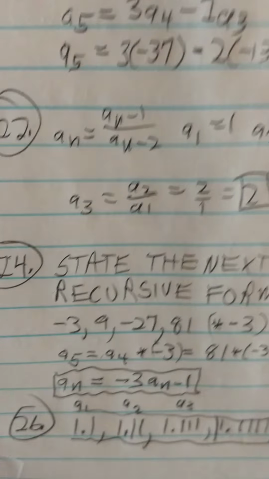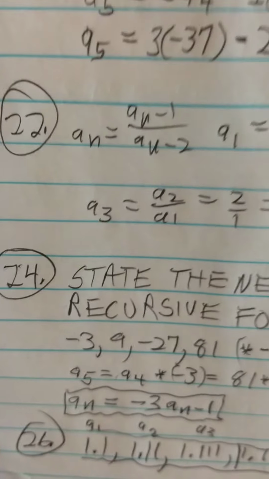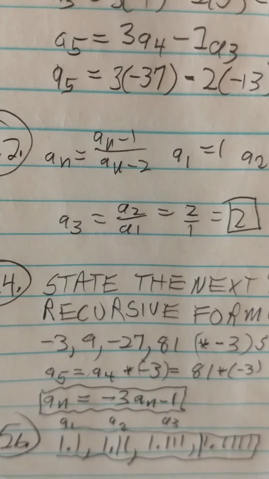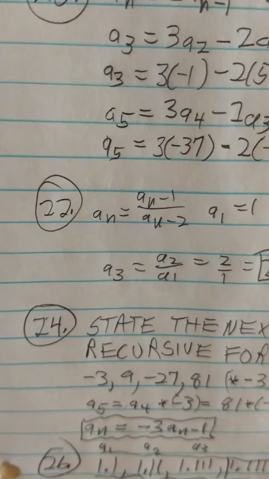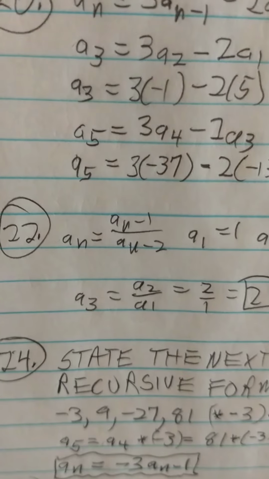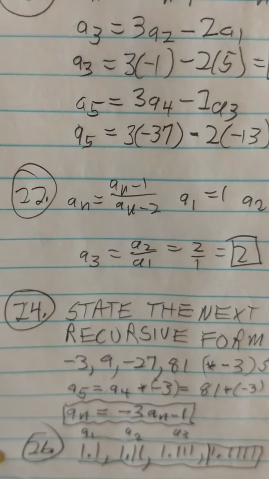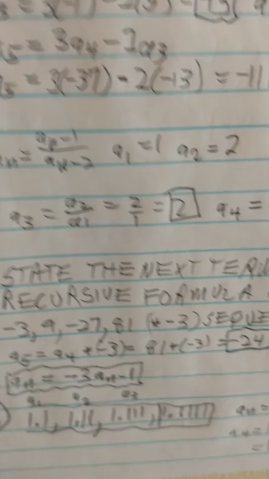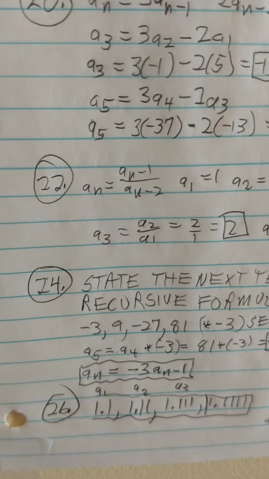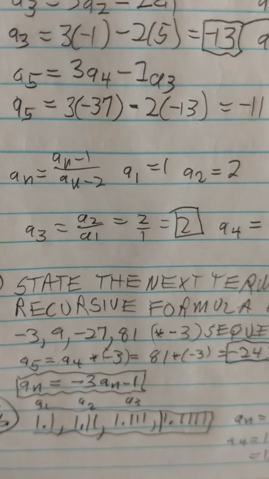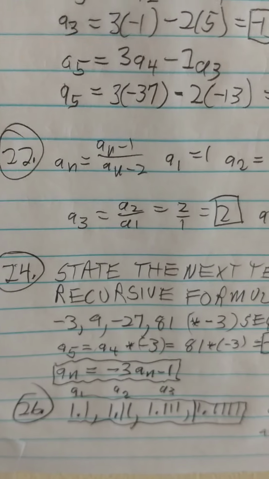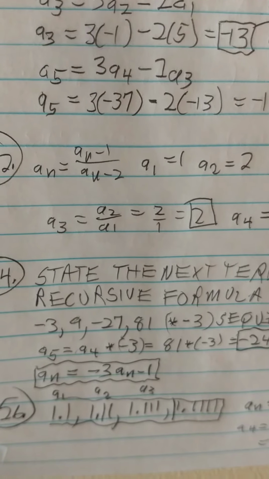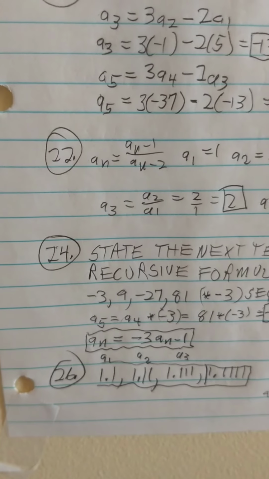Okay, so now 24 says to state the next term and write a recursive formula for the sequence negative 3, 9, negative 27, 81. Now that's clearly a times negative 3 sequence, because I can multiply each term by negative 3 to get the next term. So if we're asked for the fifth term, which we are, it would be the fourth term, 81, times negative 3, which on your calculator will show up as negative 243. And to put it in general form, we would have a sub n is equal to negative 3 a sub n minus 1.